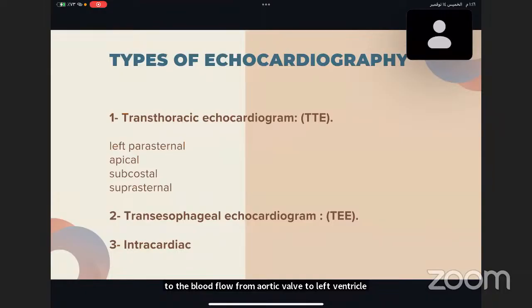Okay, now we're talking about types of echocardiography. We have first the transthoracic echocardiogram, with main views like left parasternal, apical, subcostal, and suprasternal. A second is the transesophageal echocardiogram, and then intracardiac.